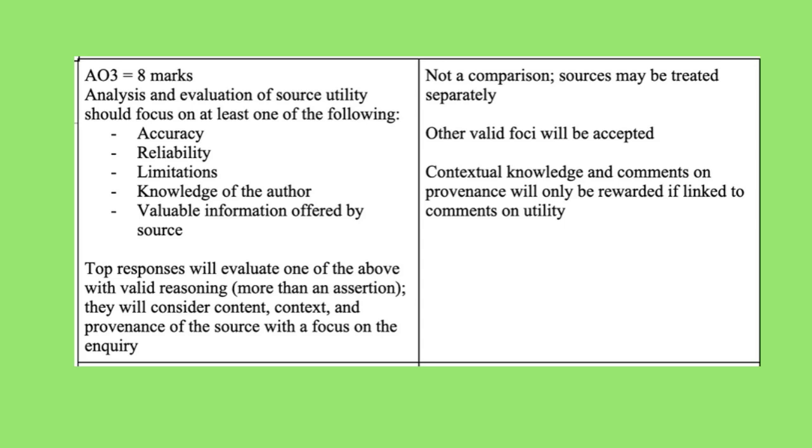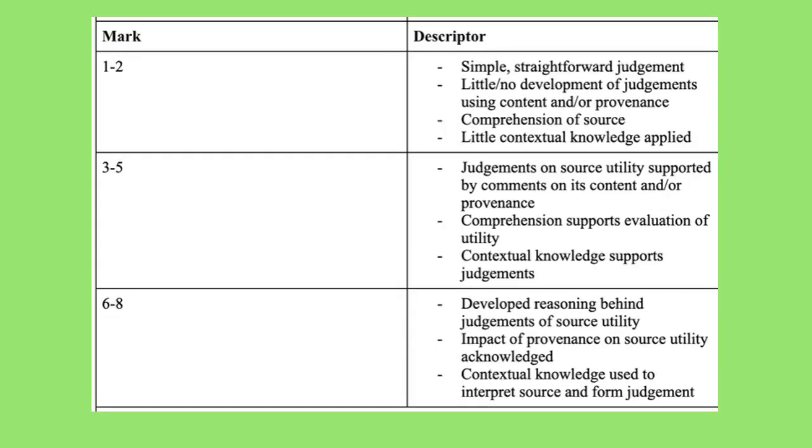So just try and keep those things in mind. You don't have to talk about everything, but just try and keep them in mind to make sure that your answer is really nicely focused on utility. It's also important to remember that the question isn't asking you to compare source B and source C. In fact, you could actually talk about them separately. You've got to think about why B is useful and why C is useful, not if one is more useful than the other. Here are the bands for this question.